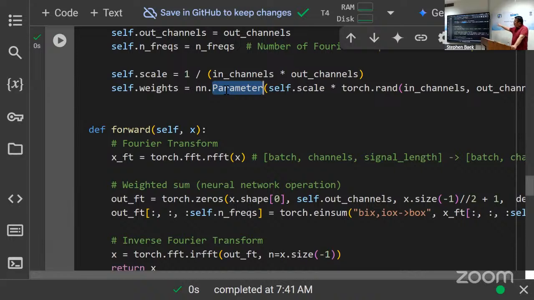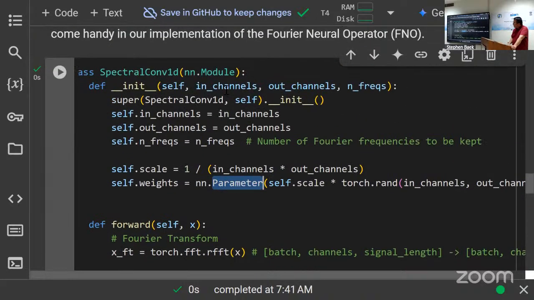So when you define your own custom layer, and you want to specify which of the variables, inside of this class, we have lots of variables. There's in_channel, out_channel, and modes. We have scale, we have weights. Out of those, the self.weight is the variable that we want to train. Everything else is a constant.